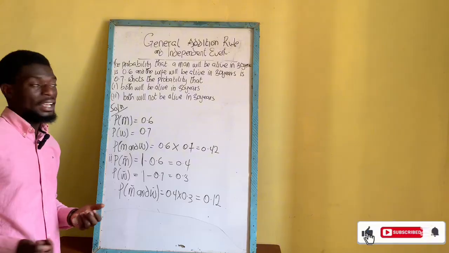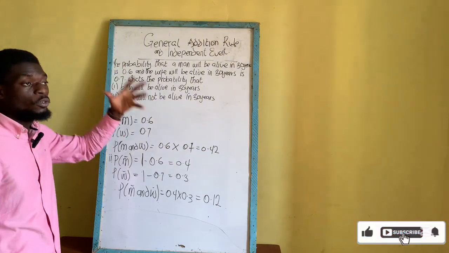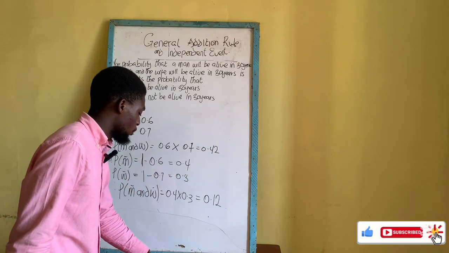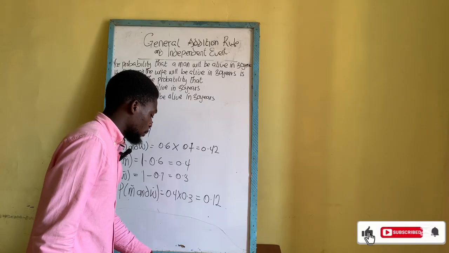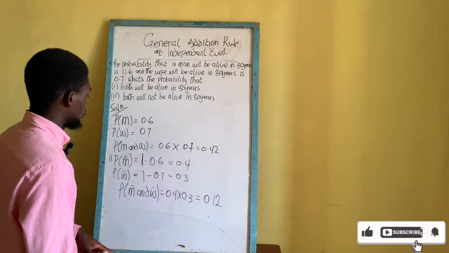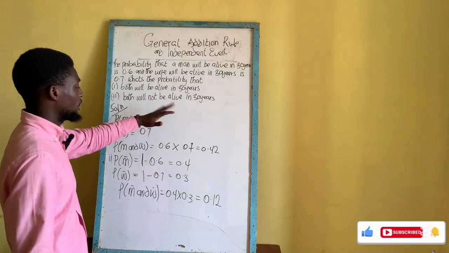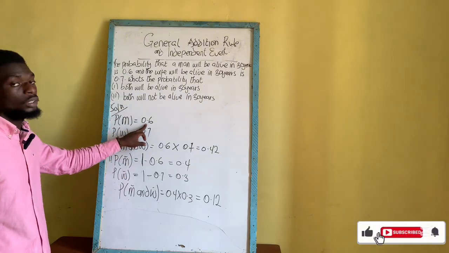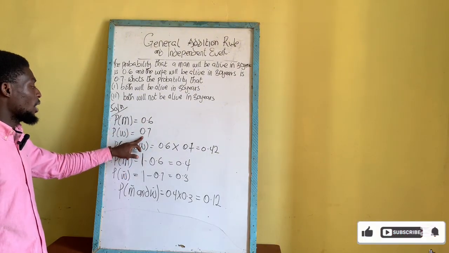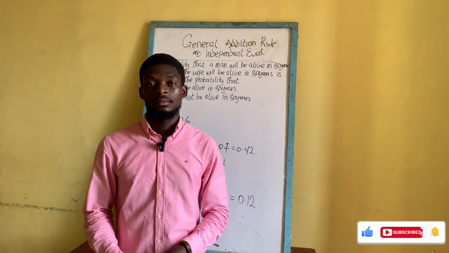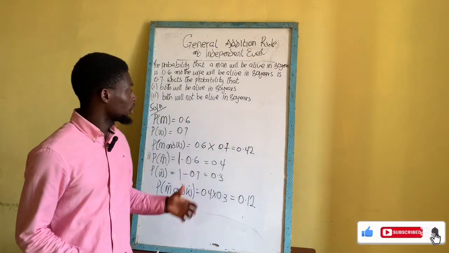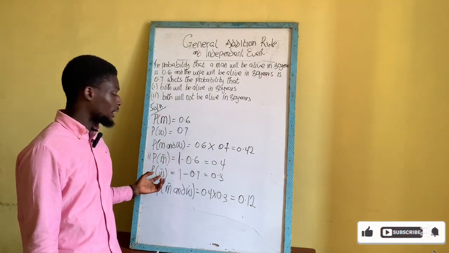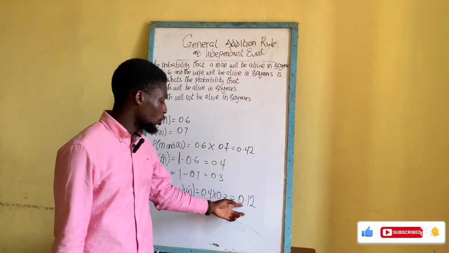Remember we were given the probability that both will be alive as 0.42. If you find the probability that both will be alive in 30 years' time, it is 0.42. And the probability that only the man will be alive is 0.6. The probability that both will not be alive in 30 years' time is the probability that the man will not be alive times the probability that the wife will not be alive, which gives us 0.12.